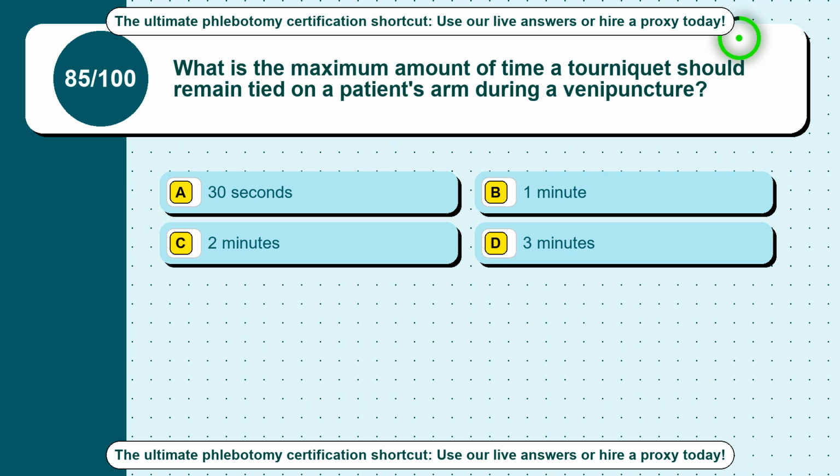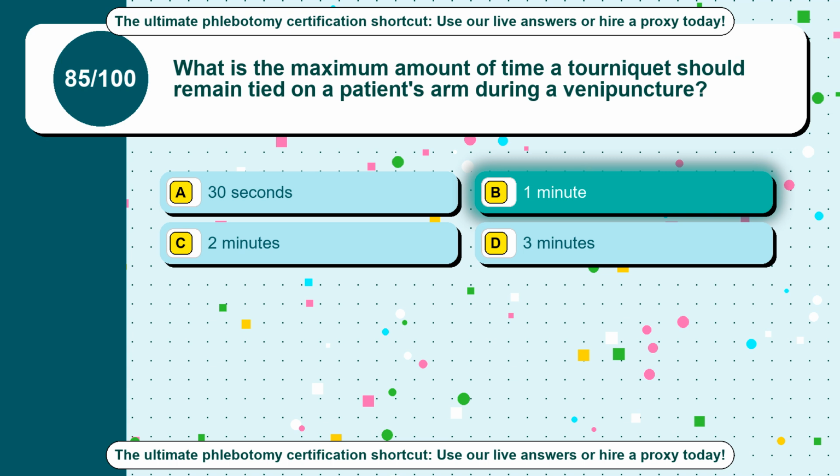Question 85. What is the maximum amount of time a tourniquet should remain tied on a patient's arm during a venipuncture? Option A, 30 seconds. Option B, 1 minute. Option C, 2 minutes. Option D, 3 minutes. The correct answer is option B, 1 minute.